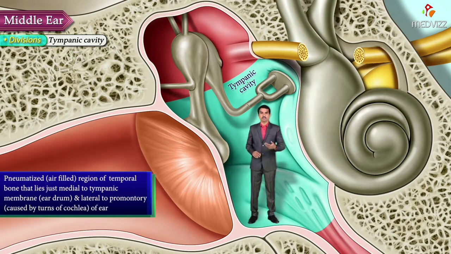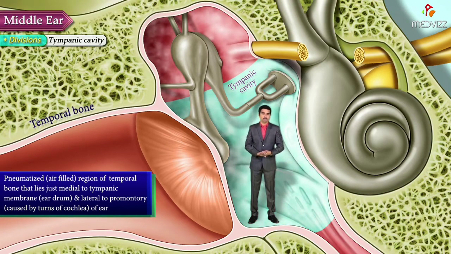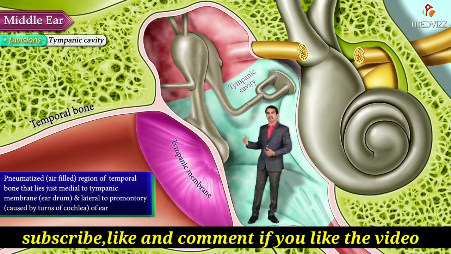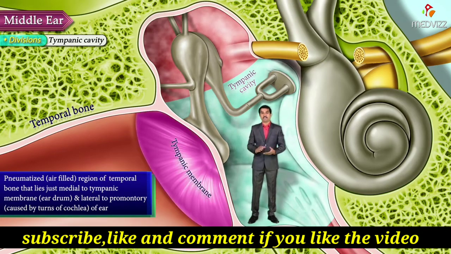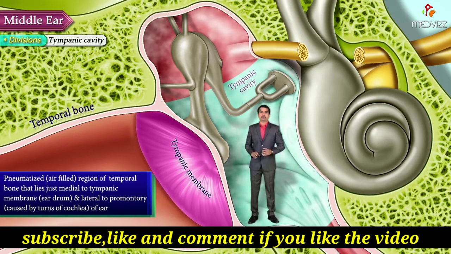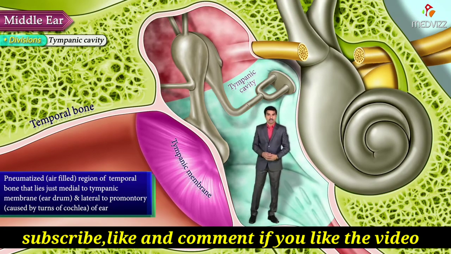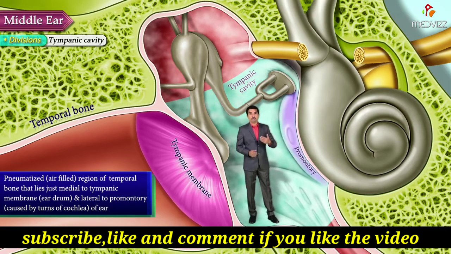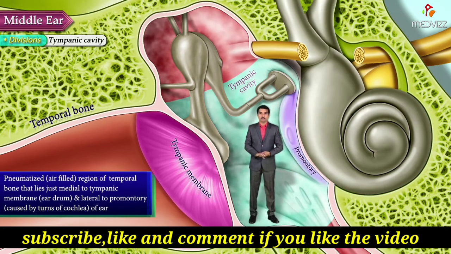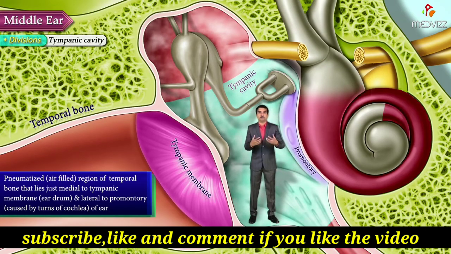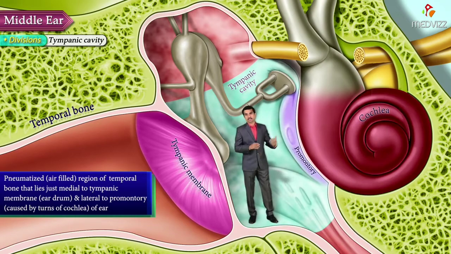It is nothing but the air-filled region of the temporal bone that lies just medial to the tympanic membrane. What is the tympanic membrane? We also call the tympanic membrane the eardrum. So remember that the tympanic membrane is also called the eardrum. The middle ear is located lateral to the promontory. So what is the promontory? The promontory is nothing but caused by the turns of the cochlea of the inner ear.